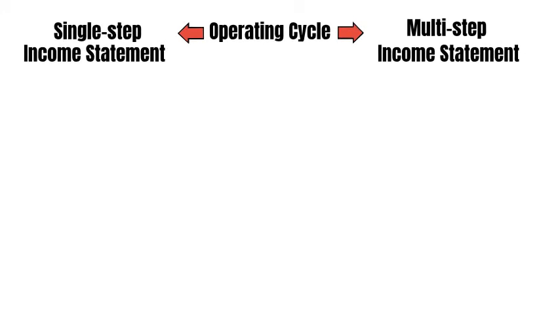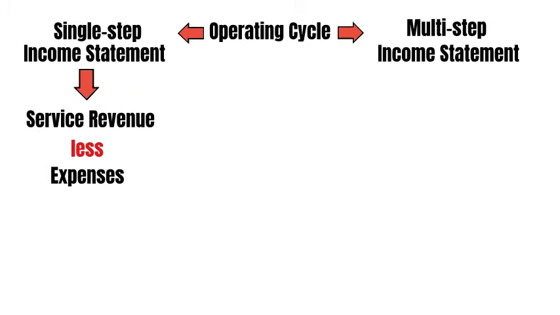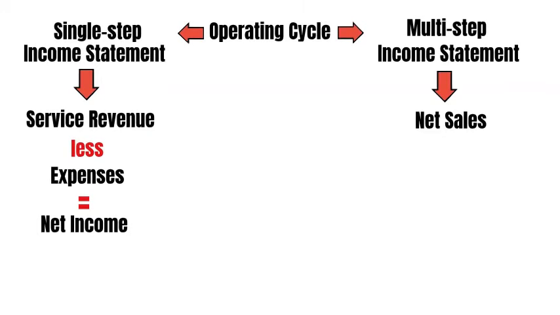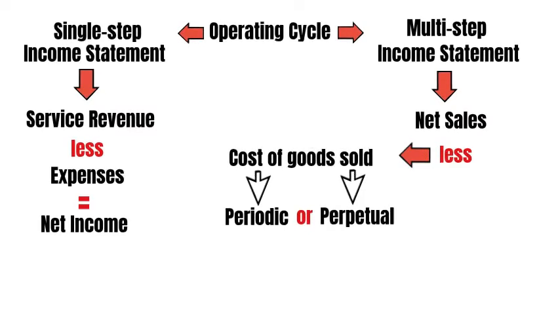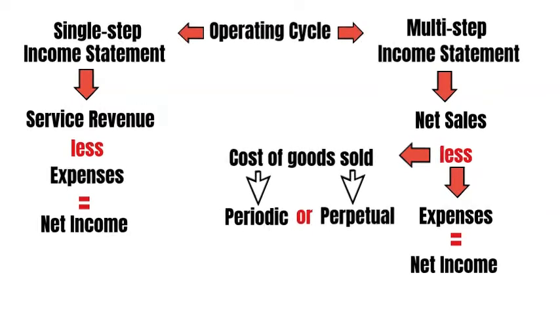In a single-step income statement, the service industry is a good example. From service revenue, we deduct expenses to get the net income. As simple as that. In a multi-step income statement, the merchandise industry is a good example. From net sales, we deduct the cost of goods sold. The cost of goods sold is computed using either a periodic or perpetual system of inventory. Then we deduct expenses to get the net income.